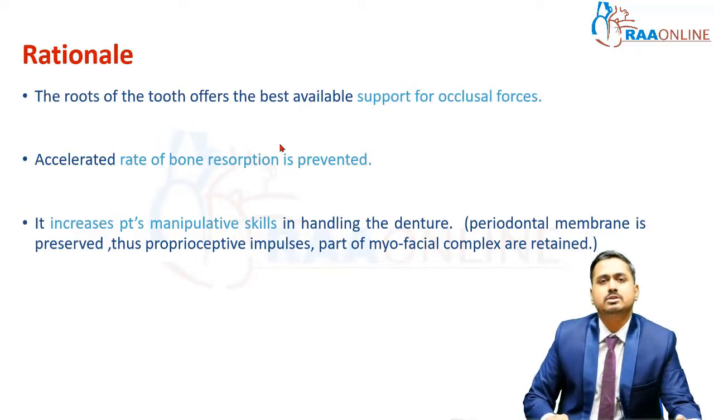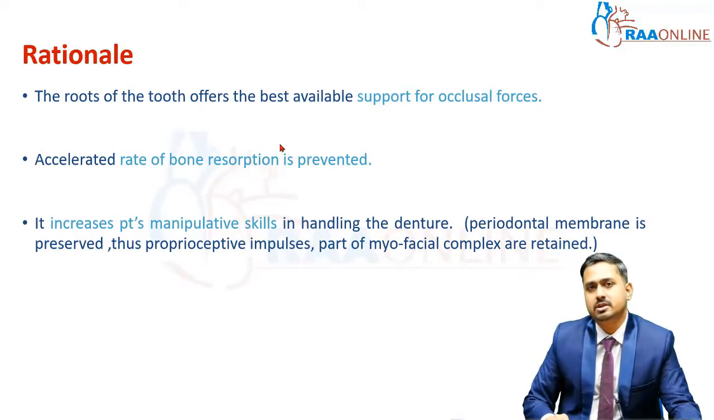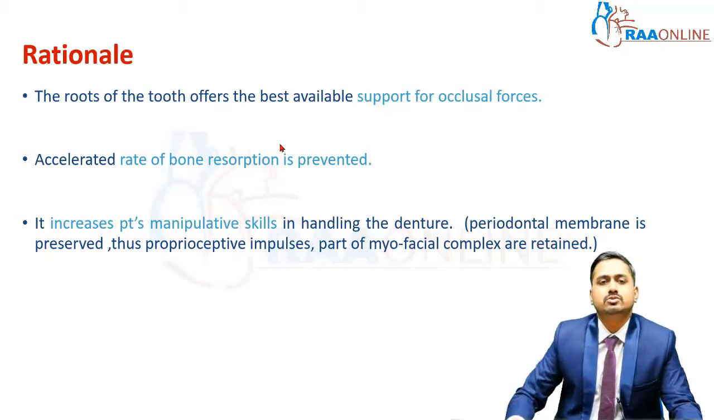Rationale and goals are somewhat similar, because the rationale is the idea of why we are about to give this prosthesis to a patient, whereas with goals we are trying to achieve those rationales. Starting off with the first one, the roots of the tooth offer the best available support for the occlusal forces. We all know that in a conventional complete denture, the entire support is delivered by the alveolar bone and the mucosa covering it. Though it provides a decent amount of support, that is not as much as natural teeth. So the teeth and roots with their periodontal component and alveolar bone socket, all together, will provide better support than the mucosa covering your alveolar bone.